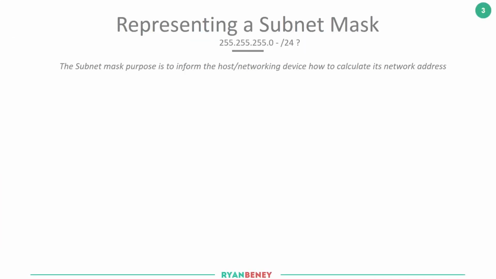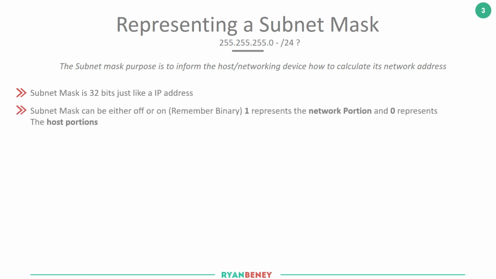So, representing a subnet mask. A subnet mask's purpose is to inform the host networking device, whether that's a firewall, router, or PC, how to calculate its network address. Now, a few things to know about a subnet mask, how it's represented, and some importance around the binary and decimal elements. First of all, a subnet mask is 32 bits long, just like an IP address. A subnet mask can either be off or on.